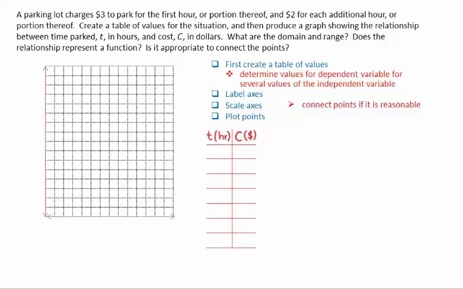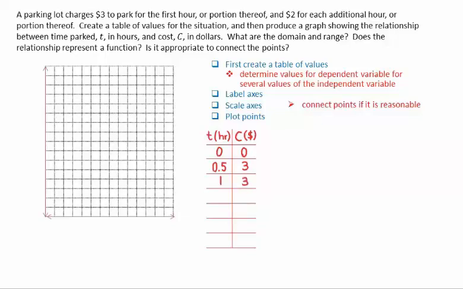The time is the independent variable and the cost the dependent variable. For parking 0 hours, of course it's not going to cost anything, so the cost will also be 0. As soon as we have parked, even for a single minute, all of a sudden the cost jumps to $3. After parking exactly 1 hour, but not yet into the second hour, the cost is still $3.